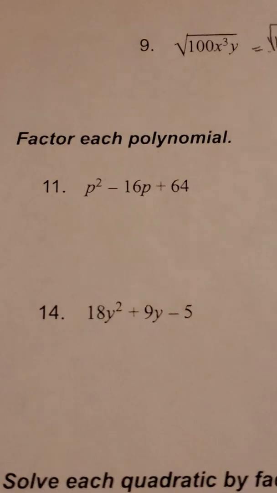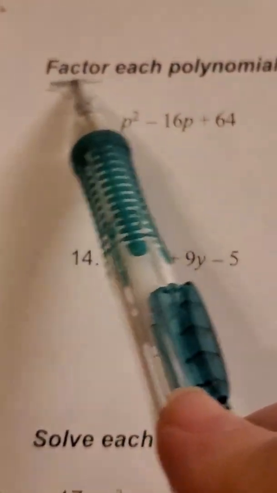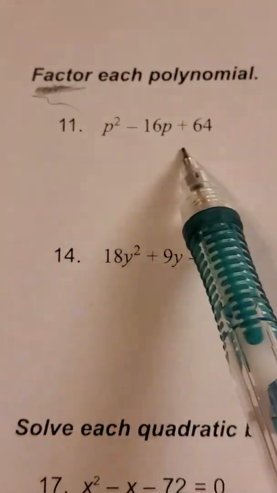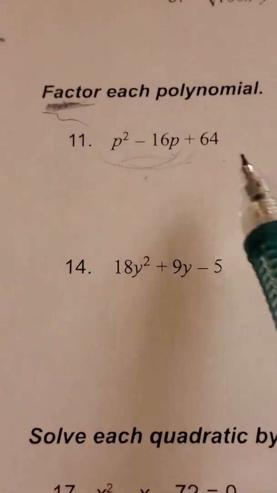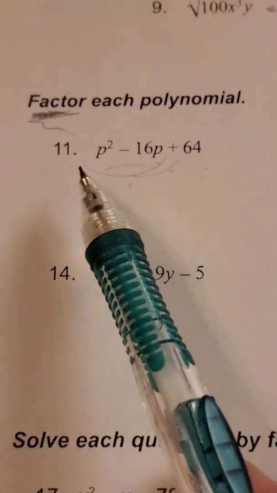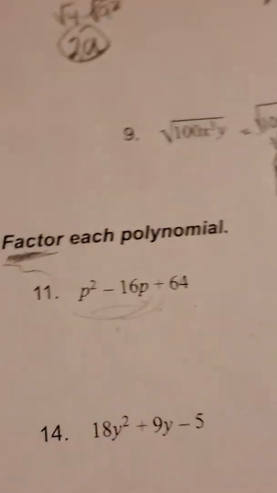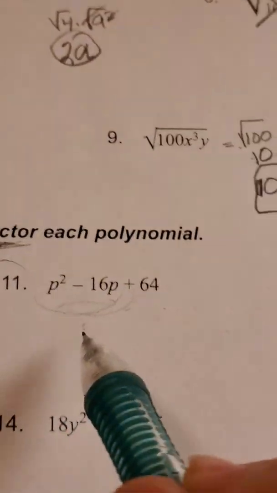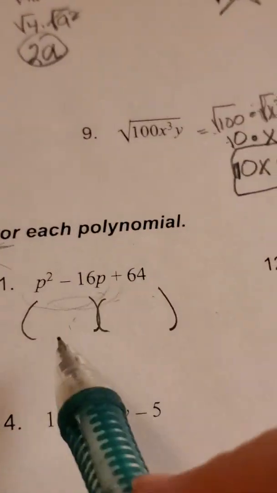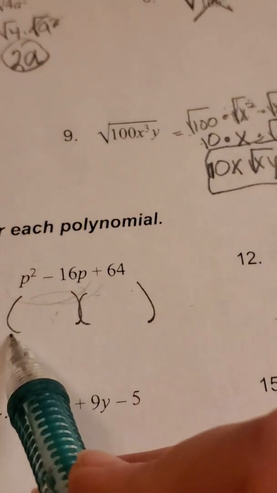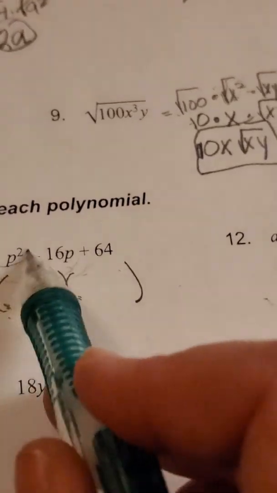All right, on this part, it says factor each polynomial. So they're wanting you to break this down into the two things that multiplied together give you this, okay? They're not wanting you to find an answer. Notice there's no equal sign, all right? They're just wanting to say, what two binomials can I factor down and get this answer? So for example, I make my two sets of parentheses here, okay? And I know, remember this first place here and this place here multiplied together are going to give us p squared.